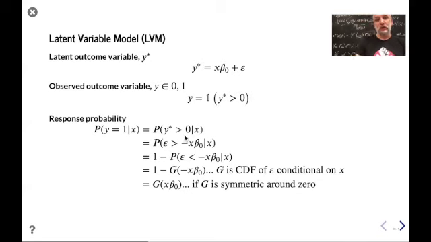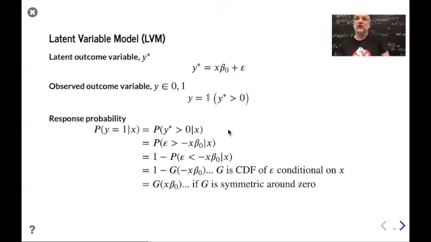Okay, we would be able to easily identify the scale of the distribution, or the variance of the distribution of epsilon, if we were to observe y star, but we don't. We only observe y. So we have to estimate our model using this response probability.